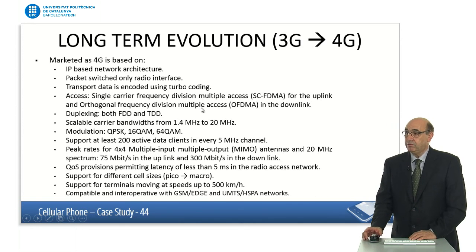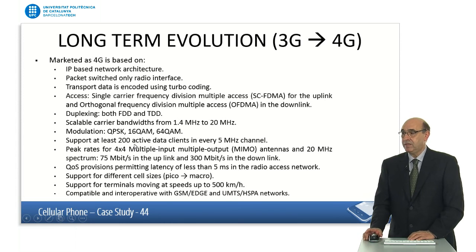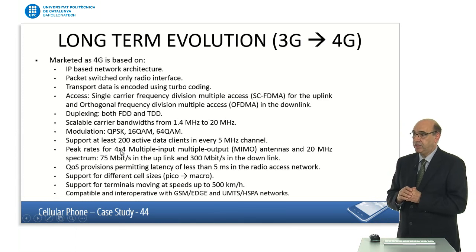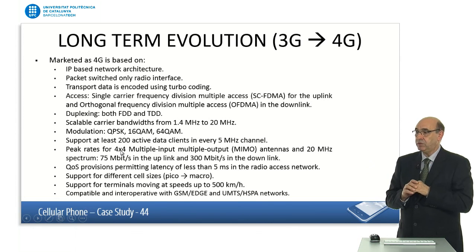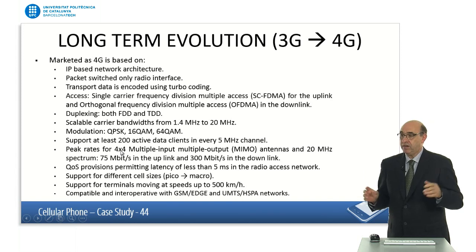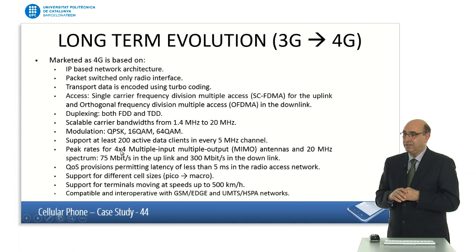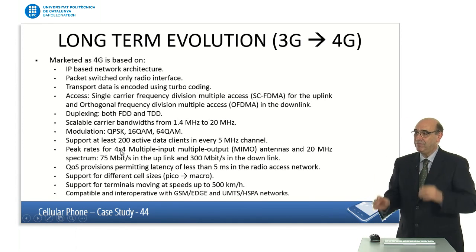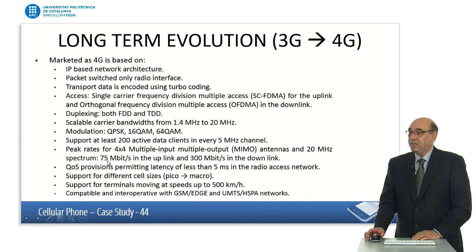They're going to do duplexing both in frequency and time domains. They could have carrier bandwidth from 1 to 20 megahertz and high-level modulations up to 64 QAM. They are going to support a larger number of active data clients. And now, if you use sets of combined different antennas, MIMO antennas, which are multiple input and multiple output antennas, and a 20 megahertz bandwidth, that means if you are the only guy connected to that network, then you may have bit rates up to 74 megabits in the uplink and 300 in the downlink.